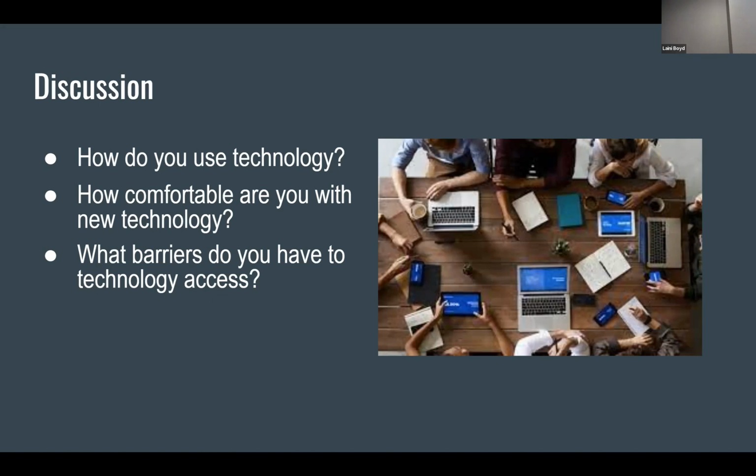But when you have a disability, those barriers grow, right? They grow because you have all those other barriers on top of it. So for yourself, while we're going through here, I want you to be thinking, what barriers do I have to getting technology? And how can I get over those barriers?